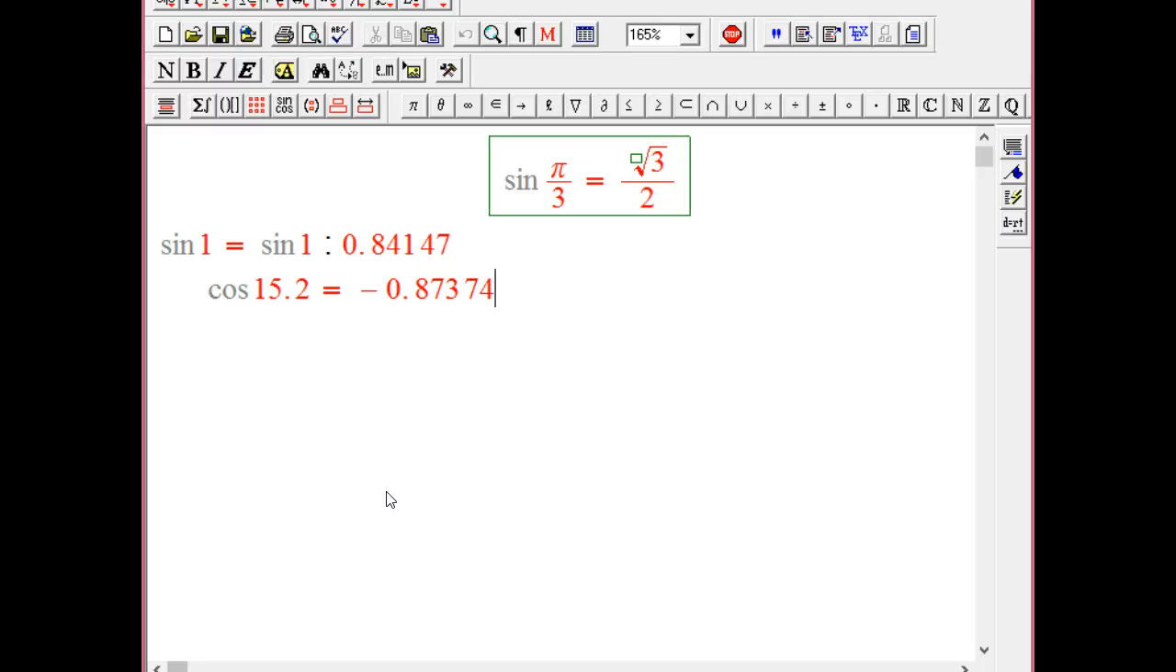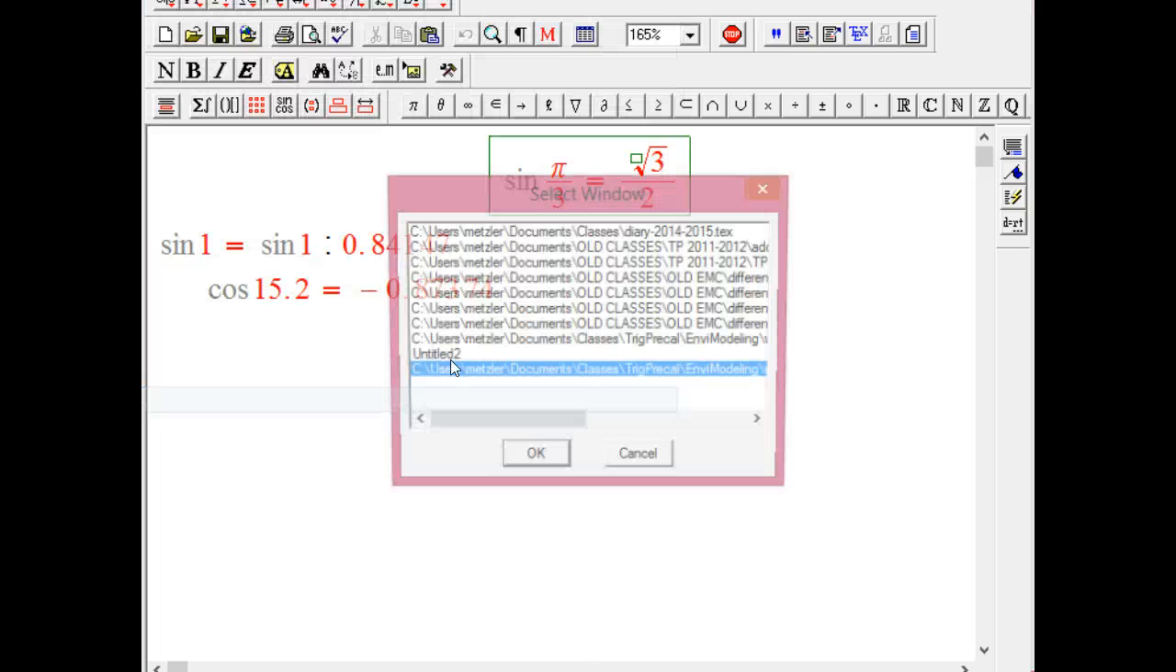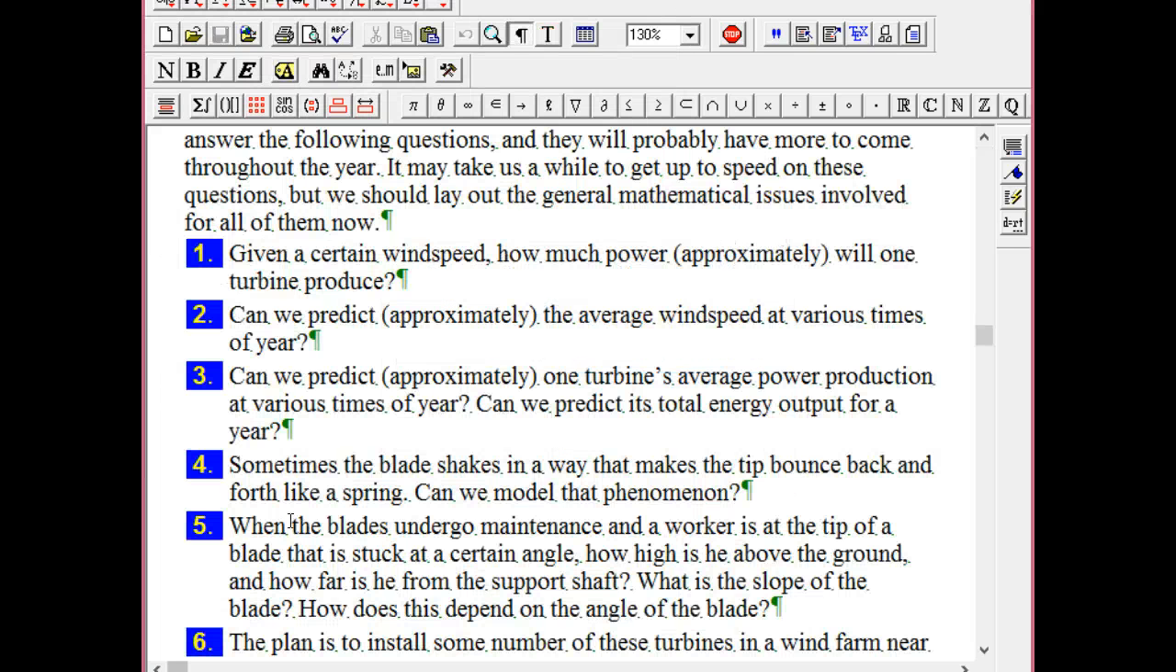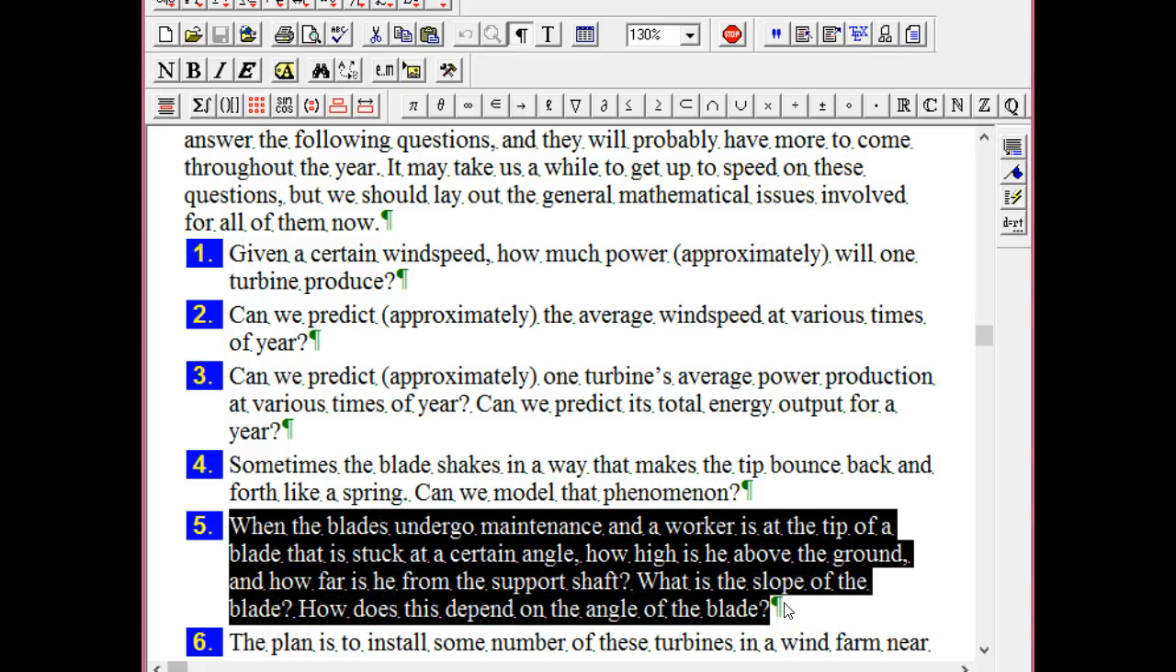So that's a good intro. The book has some other good information, and we're going to jump into this. But remember, what we're really interested in is questions like this, where we're going to use that to model some actual physical situation.